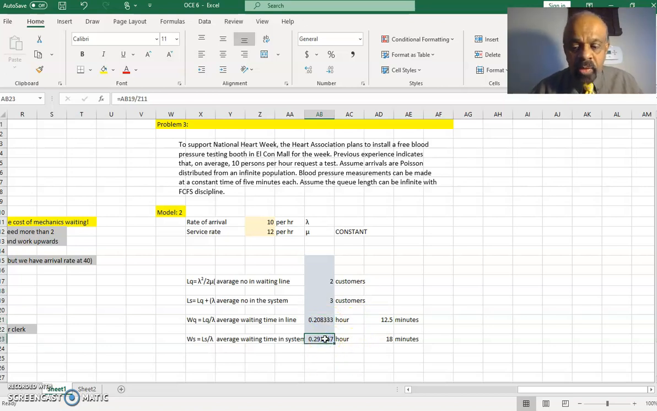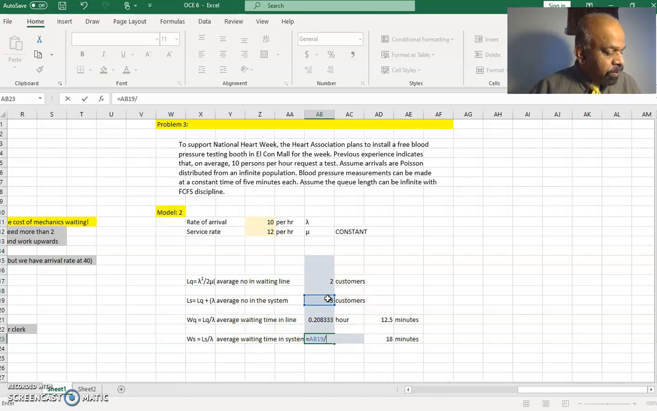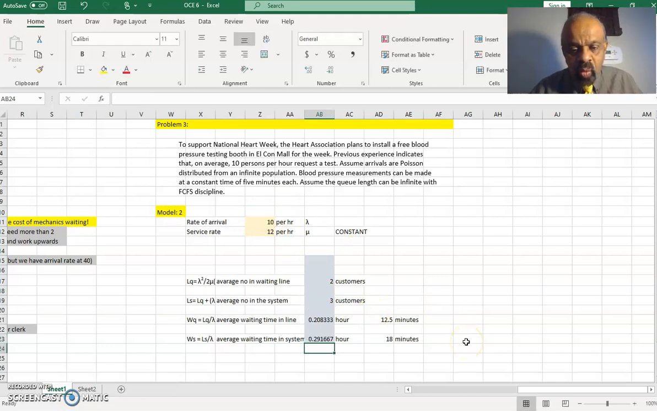WS, on the other hand, is going to be equal to LS, which is 3, divided by lambda, which is 10, and that comes to 0.291667, and that comes to 18 minutes. I can round these to 2 decimal places, and I have the answer.